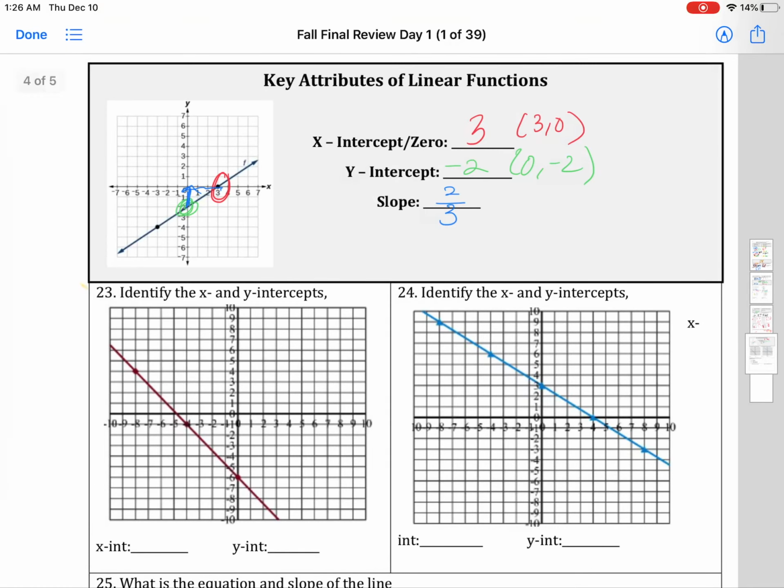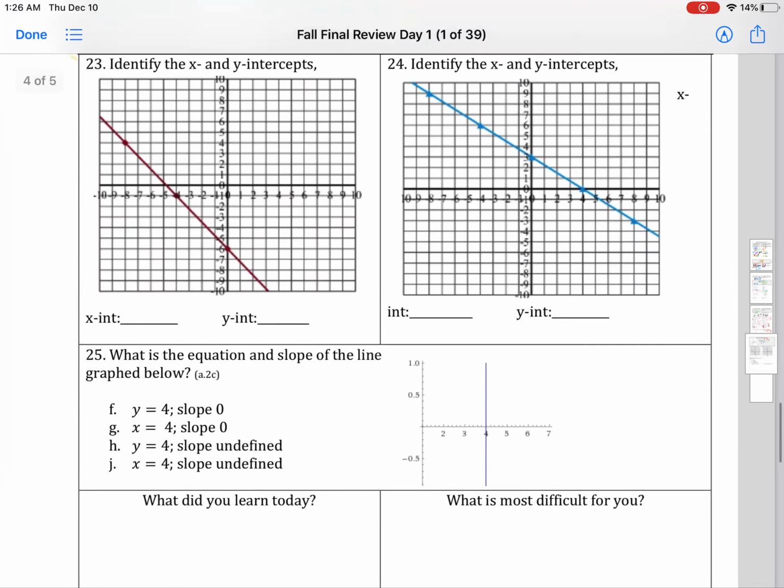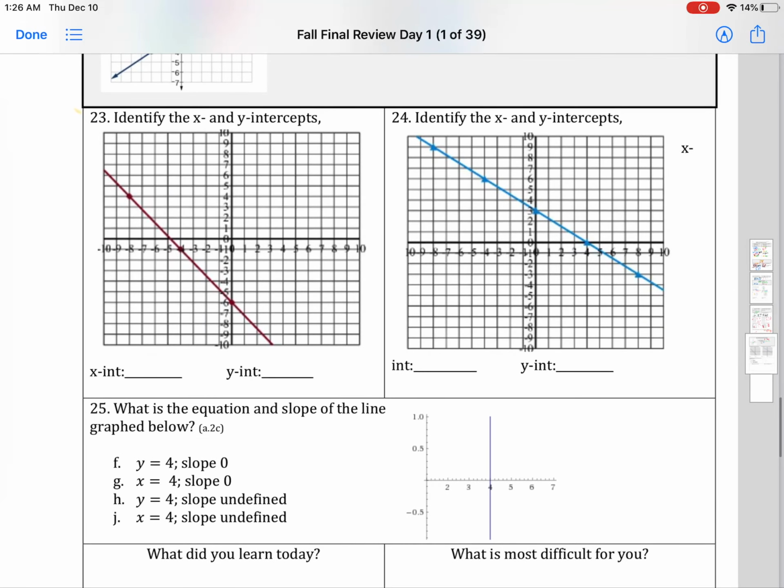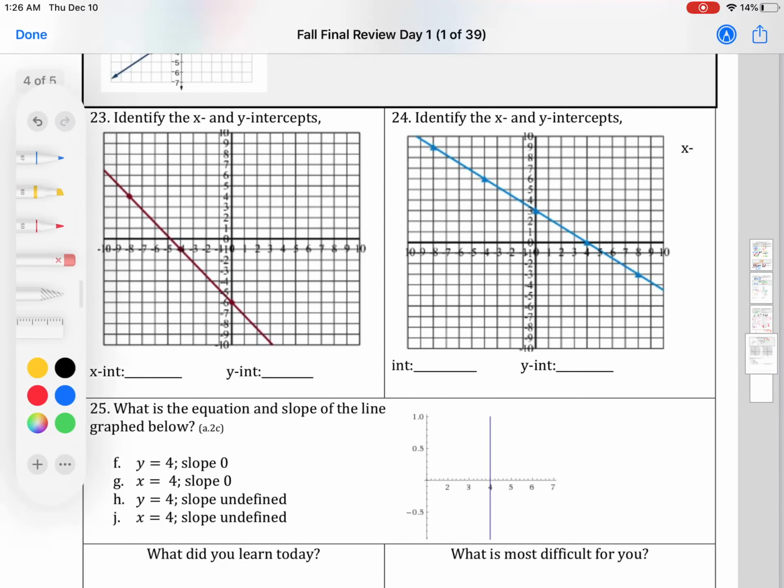Okay, so I'm going to try one of these. There are no calculator techniques for this piece, so we just need to know it. So in this one here, it says identify the x and y intercepts. So easy. The x-intercept is where it crosses the x-axis. Write that down. The y-intercept is where it crosses the y-axis.